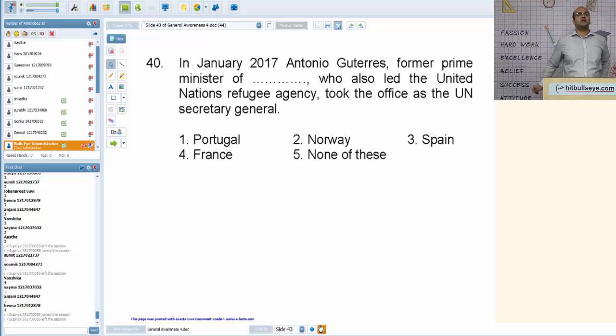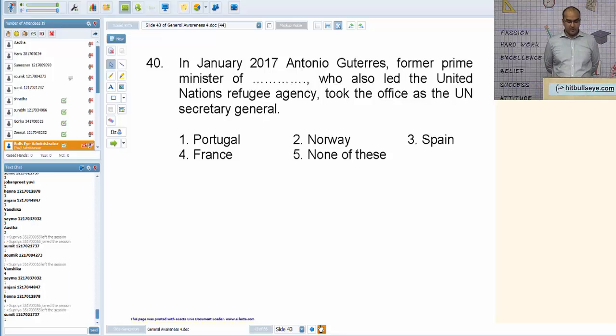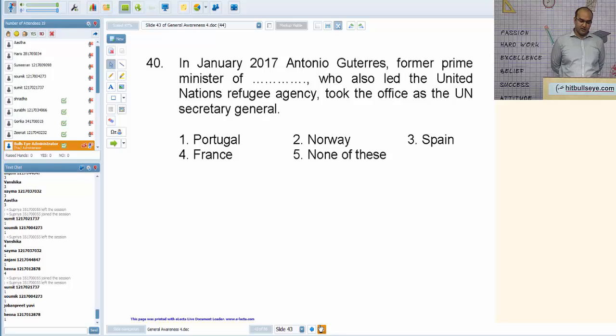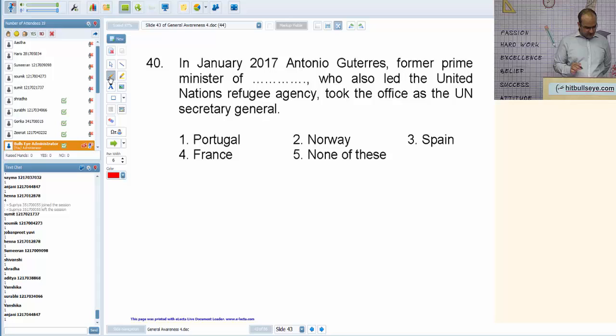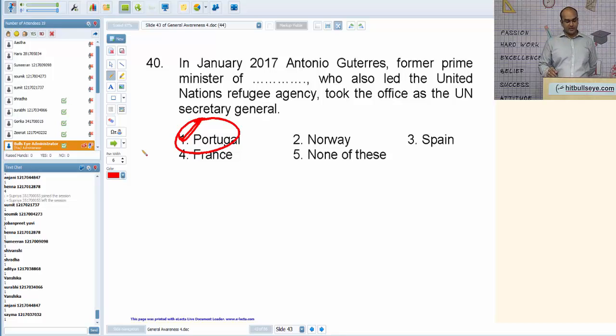Next, in January 2017, Antonio Guterres, former Prime Minister of which country, who also led the UN Refugee Agency, took office as the UN Secretary General. Okay, so again, I think I've covered a similar question in a previous lecture, but anyhow, important question. Nevertheless, the answer is Portugal. Antonio Guterres, the current UN Secretary General, is the former Prime Minister of Portugal.